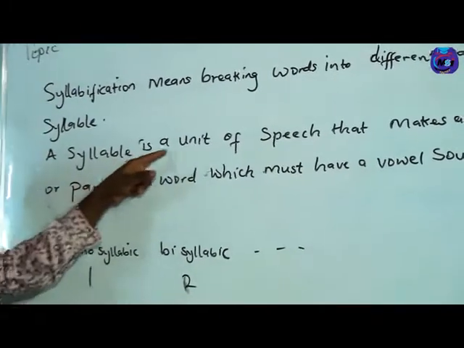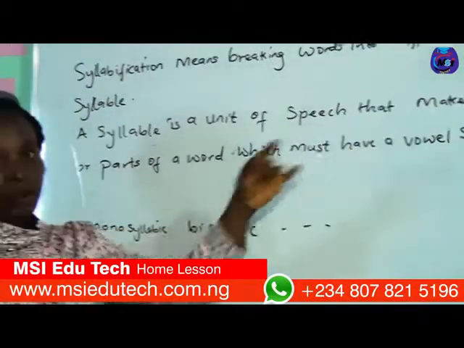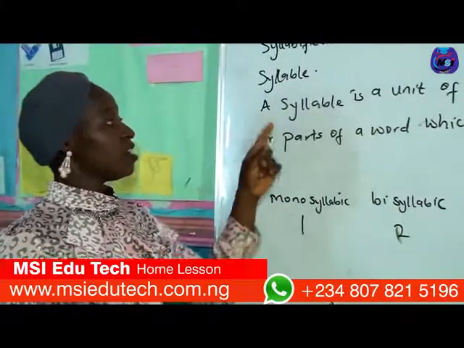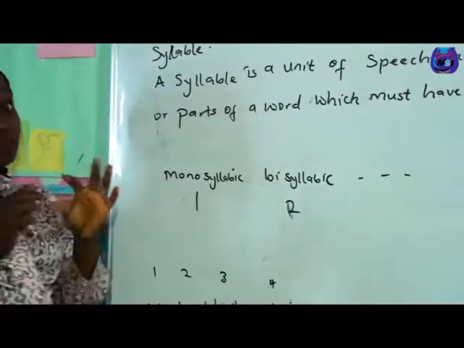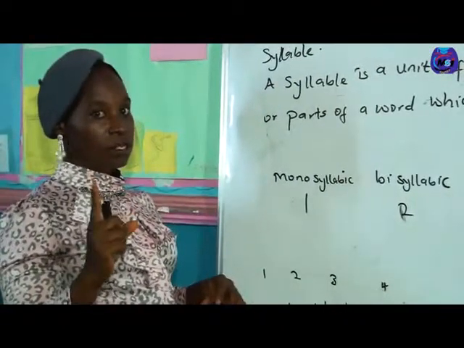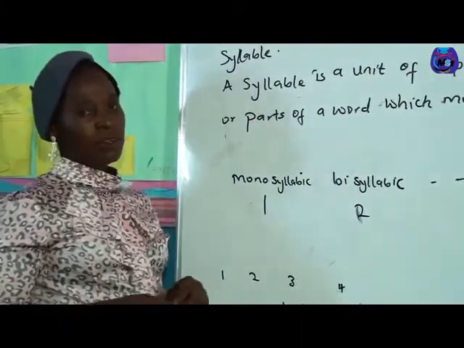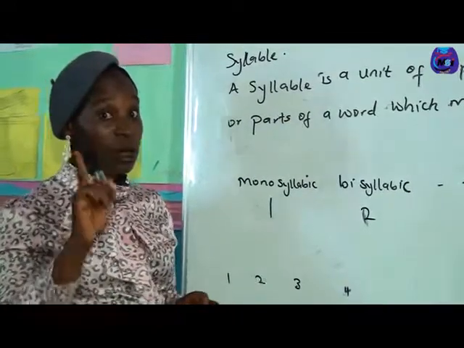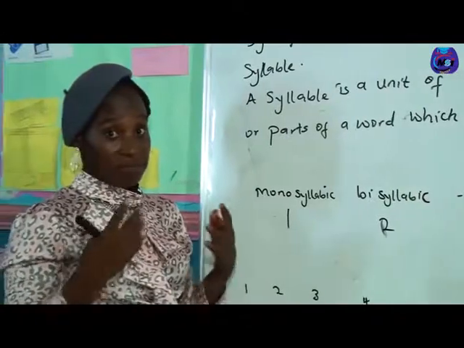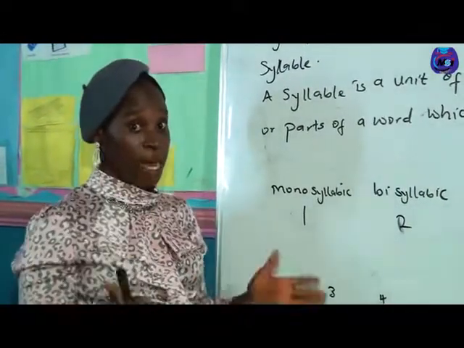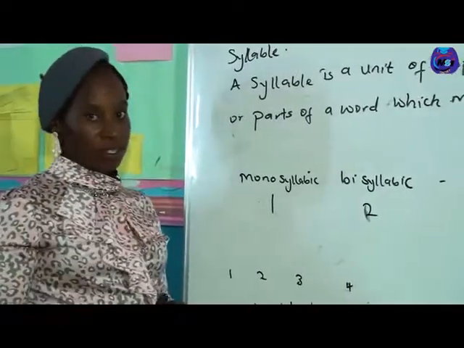A syllable is a unit of speech that makes a word or parts of a word which must have a vowel sound. Every word contains a vowel sound. So a syllable is a unit of speech. It could be a very big word or just a word which must have a vowel sound. Now we have monosyllabic words. Monosyllabic words are just one part. Cat, mat, bat. If you count it, it's just one sound you will hear. Mat. Now bisyllabic words are words broken down into two parts.